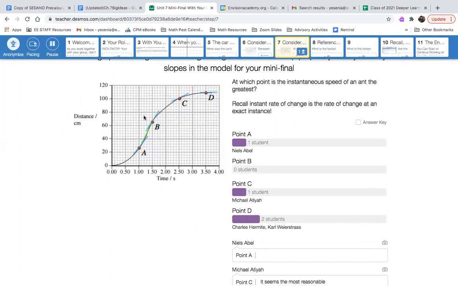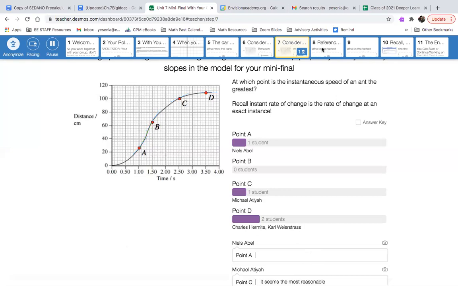But I would agree that at B, the instantaneous speed of the ant is the fastest. And I know there's a variety of different answers for sixth period. Again, we didn't really have time to cover this, but now we know. So I would say at B as well, but either A or B would be fine as long as you can justify it.